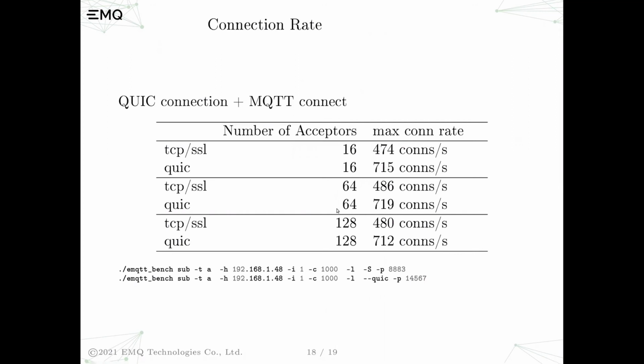So the test is about we start 1,000 connections in parallel, and to see how the system can take in the number of connections. And then we test with different acceptors. As you can see, QUIC performs much better than TCP SSL. To be clear, I leave most of the configuration as default. So there's no tuning of TCP backlog or buffer size. But I only shoot 1,000 shots, so it should be very fair.